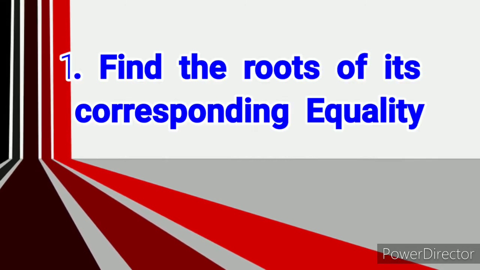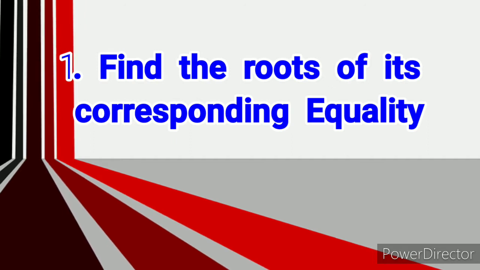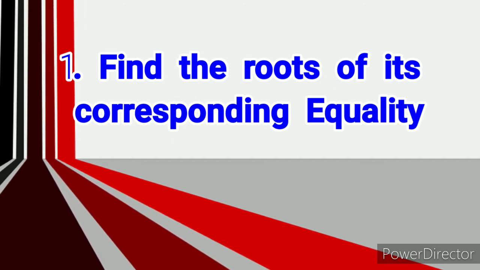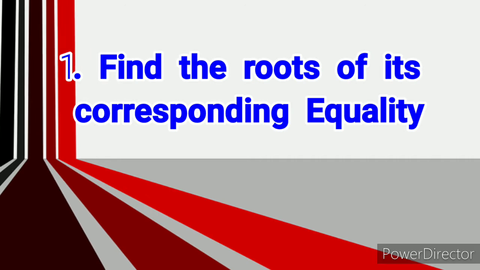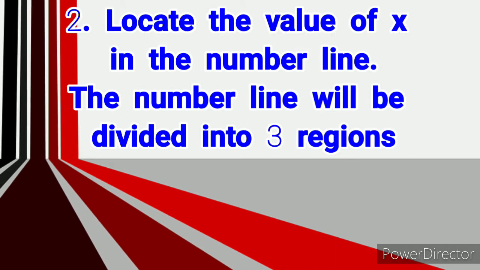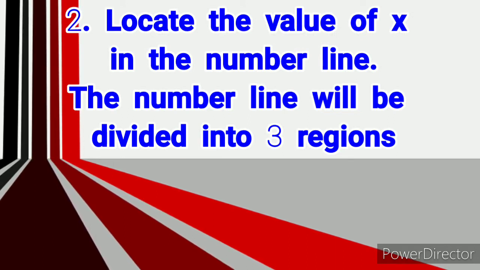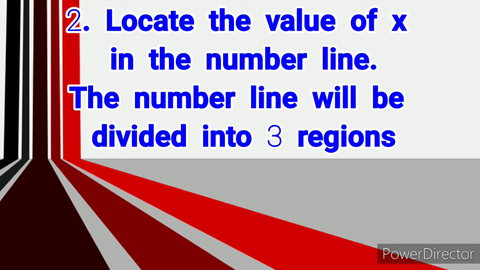Here are the 3 steps on how to solve quadratic inequality. First, find the roots of its corresponding equality. This means that you are going to set the given inequality into a quadratic equation in the form of ax squared plus bx plus c equals 0. Then, solve for x. Second, locate the values of x on the number line. The number line will be divided into 3 regions.